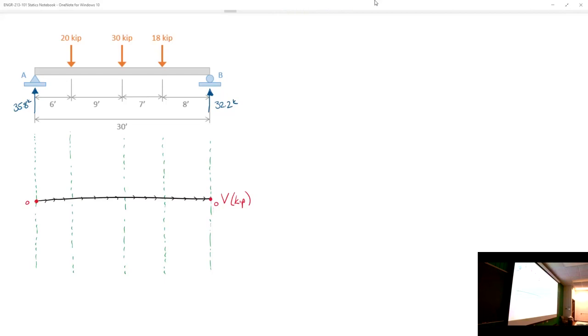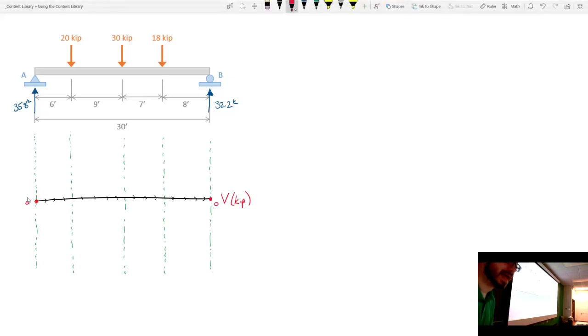Okay? Now, how do you draw a shear diagram? The simplest answer, you do what the beam tells you to do. So, I'm looking at this beam, okay? I'm here at A. I'm here at the left. And I look at the beam, and the first thing that I see is the beam saying, Greg, go up 35.8. So, I'm here at 0. I go up 35.8.